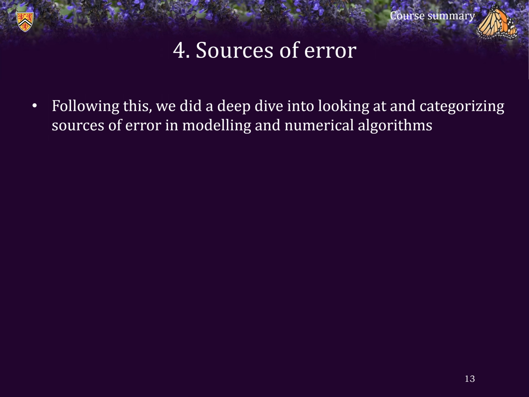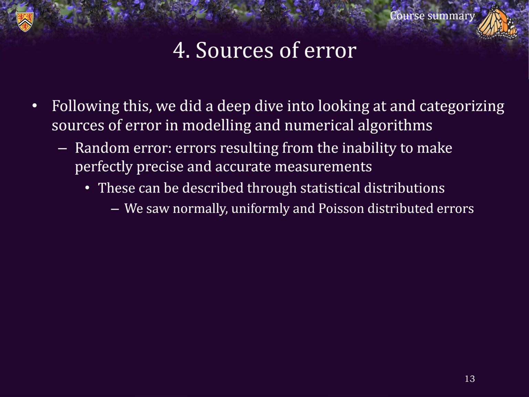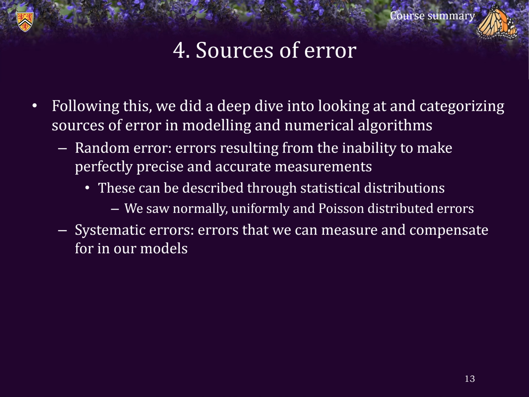Following this, we did a deep dive into looking at and categorizing the sources of errors in modeling and numerical algorithms. We indicated that some errors simply are random, errors that result from the inability to make perfectly precise and accurate measurements. We saw that random errors can be described through statistical distributions, which you will see much more of in your courses on statistics. In this course, we quickly introduced you to normally, uniformly, and Poisson distributed errors. However, there are also systematic errors, errors that we can measure and consequently compensate for in our models.